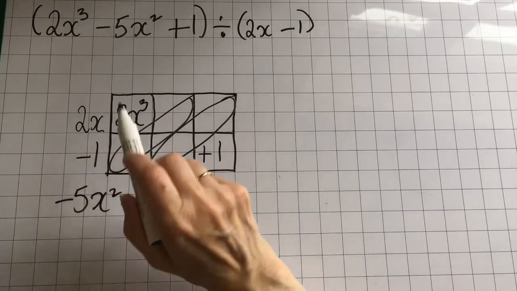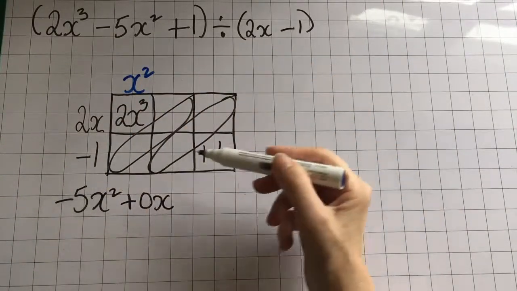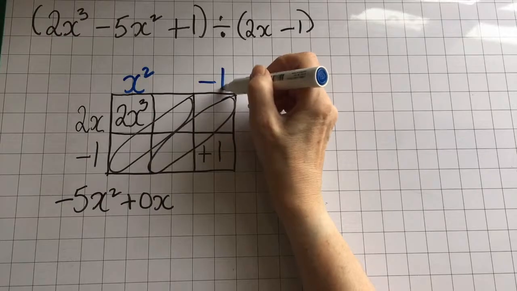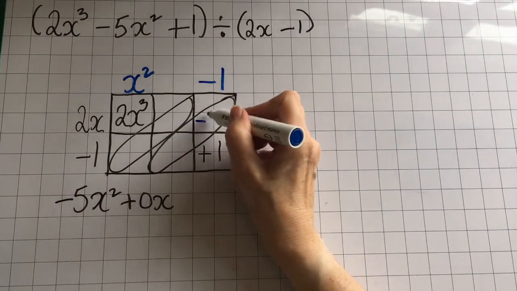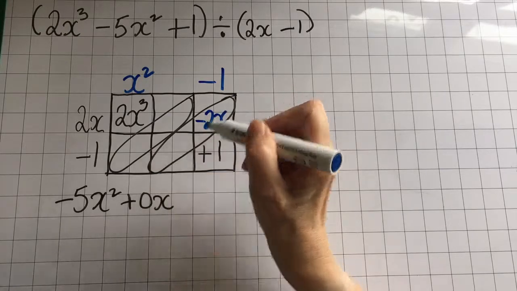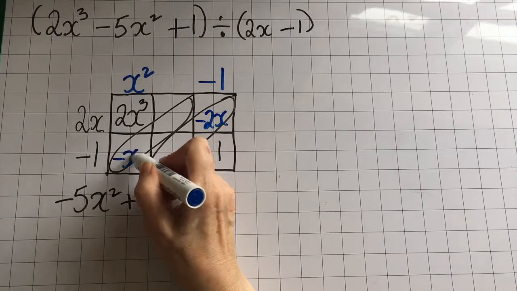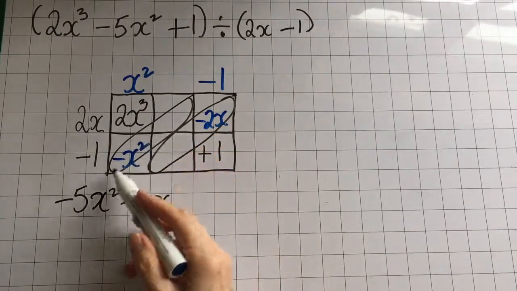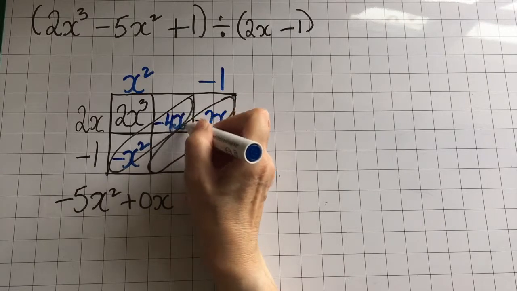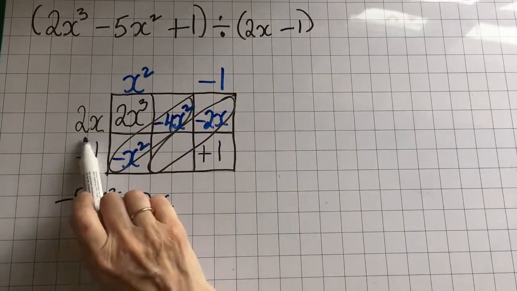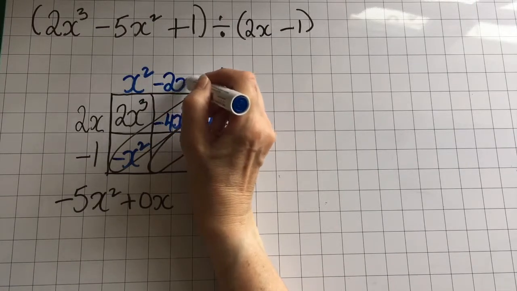Since I've got two areas, I can find the width of each one of those boxes. So 2x into 2x cubed gives me x squared times, and minus 1 into plus 1 gives me minus 1 times. Now that allows me to find the area of two more boxes. Now along the diagonal here, I should have a total of minus 5x squared. So that means I have to insert another minus 4x squared. And 2x into that gives me minus 2x.